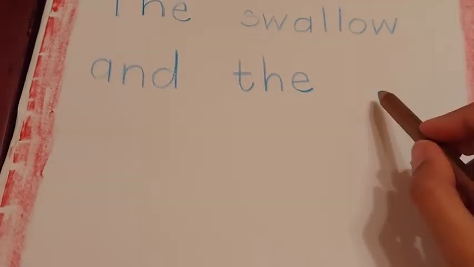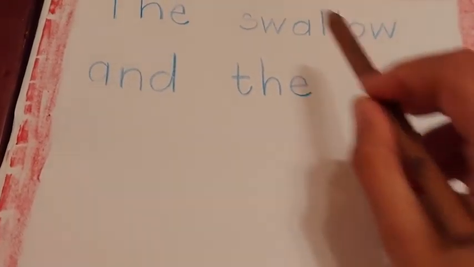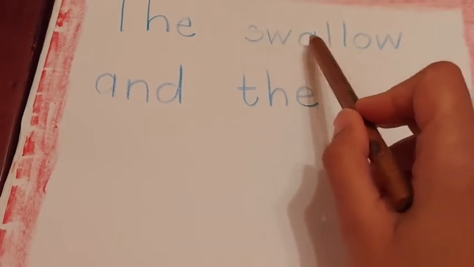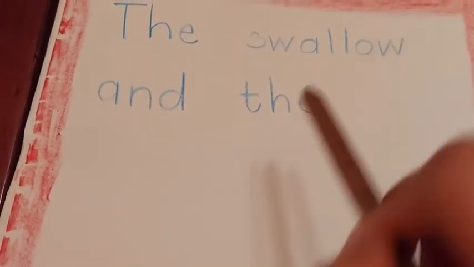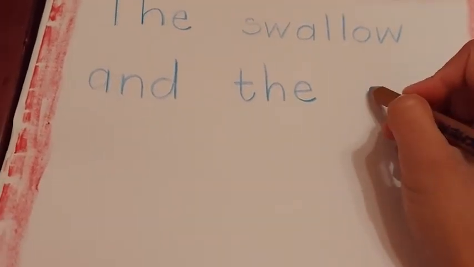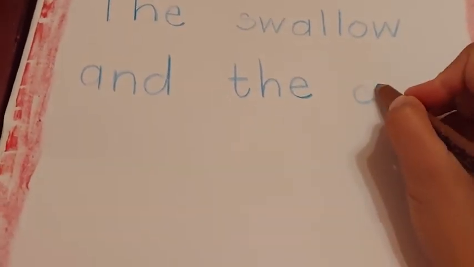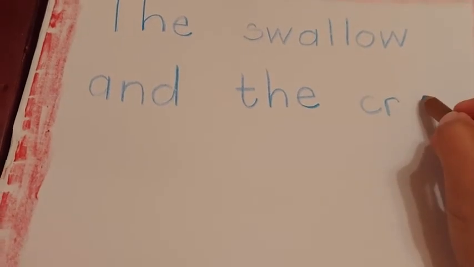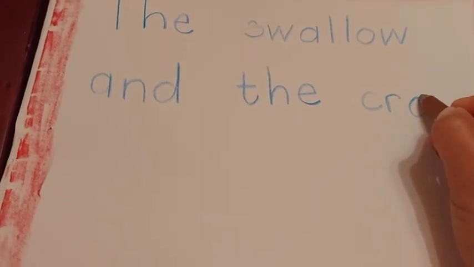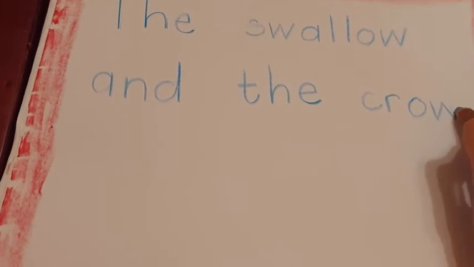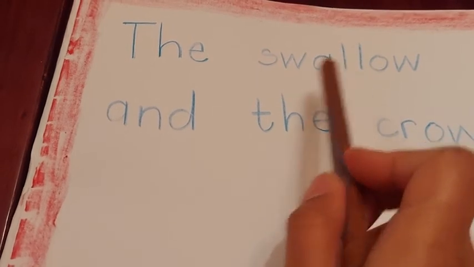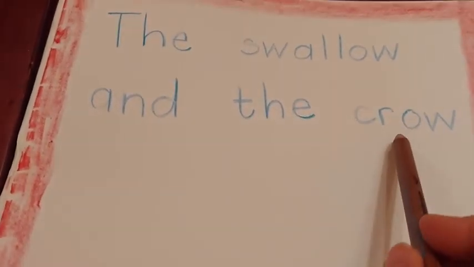Now the word crow, class 2, is only 4 letters. So if we look at swallow, 1, 2, 3, 4, 5, 6, it's 7 letters. And crow is only 4 letters. So I have space here for my curly K, for my letter R, my O, and my W. So look what we have so far: the swallow and the crow.